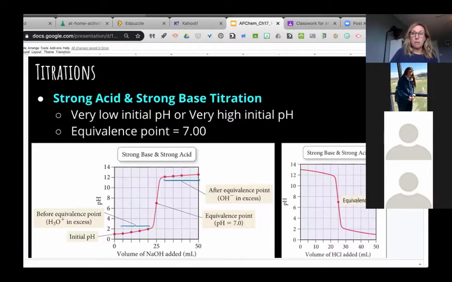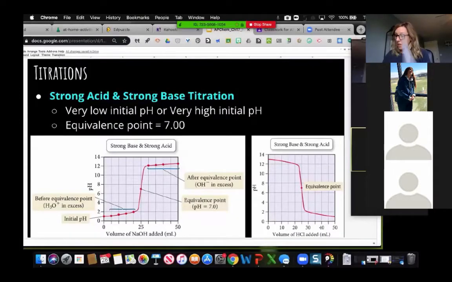Okay, so strong acid, strong base titration. The other thing you'll want to make sure you can do is identify the graph of a strong acid, strong base titration compared to a weak acid, strong base titration. So when you're looking at a graph from a strong and strong titration, there's a couple things you can look at. The first thing is the initial pH. So if you have strong acid, strong base titration, the initial pH is going to be very low. So it's going to be below 2. So that's your first indicator that if all you have is the graph, that this is strong acid, strong base.